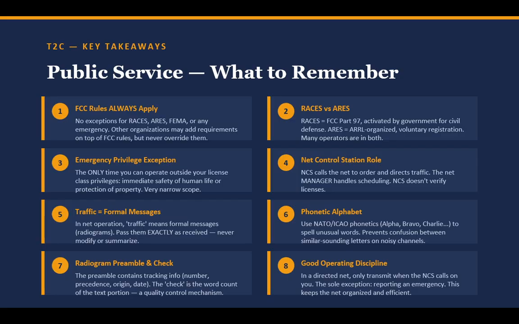I haven't at this time, but eventually I will do individual videos on those two organizations. So if you're interested in those, then that may be something you want to check out when I get around to those. Emergency privilege exception, that is the only time you're allowed to operate outside your license class privileges. If you have a true life or death or potential property destruction type emergency, and you need to go into the Extra class portion of the band because nobody's on your part of the band or something like that, or you've got an HF radio, you're a Technician, and it's 40 meters voice or something, and it's the only way you can get a hold of somebody in an emergency, then there is a very narrow scope, but there is an exception.